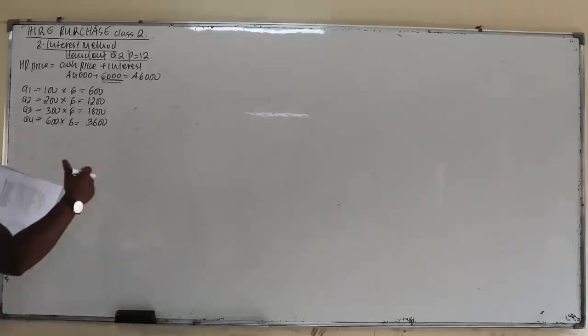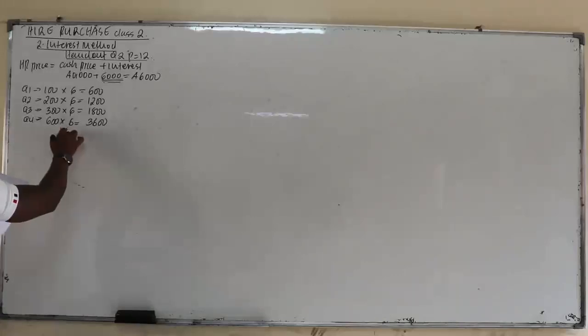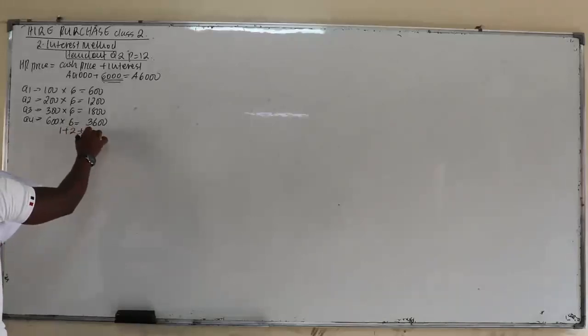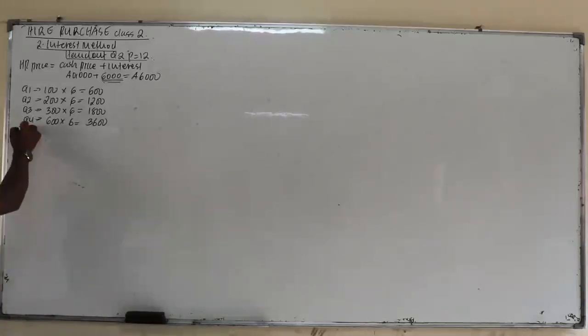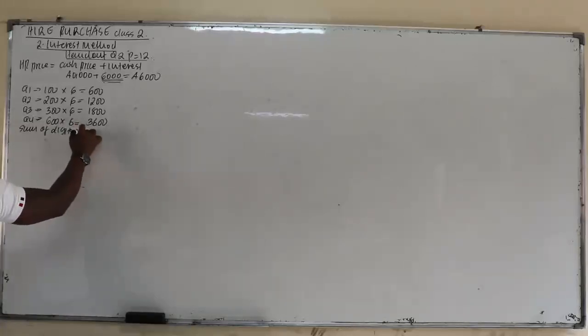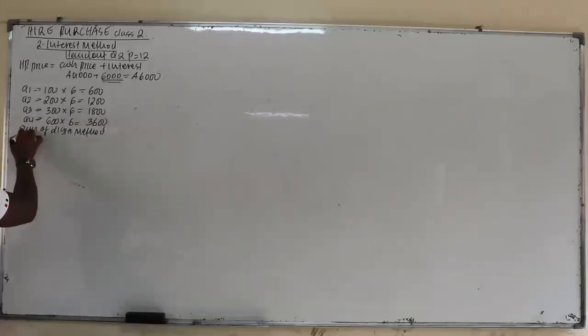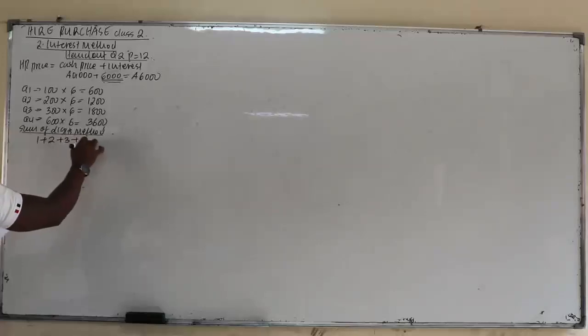And how do we account using the sum of digit? The installment payment is 4 quarters. So we take 1 plus 2 plus 3 plus 4. We call it the sum of digit method of allocation. So it's 1 plus 2 plus 3 plus 4. You get 10.